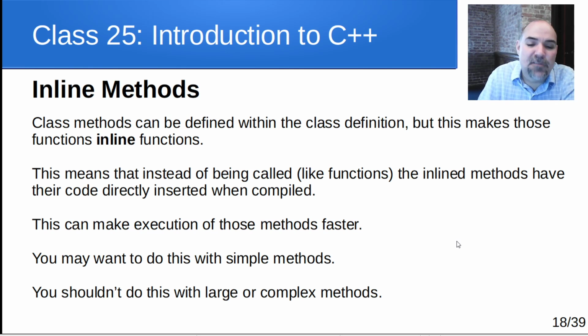And that can make execution of those methods faster, but it can also bloat the size of your code, especially if you have a larger complex function. So you might want to do that with really simple methods, but you don't generally want to do that with larger complex methods. But notice that C++ gives us the option to do one or the other.